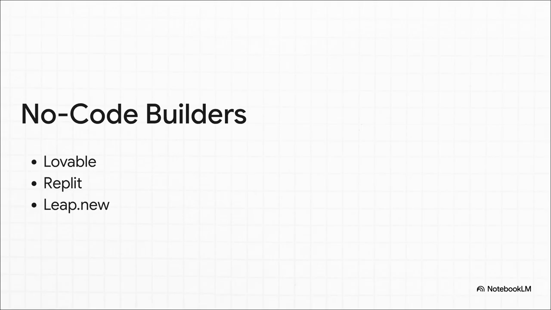Then there's a platform like Replit. This one is amazing because it lets you run code in the cloud without any complex setup, perfect for when you need more advanced features. And then you have something like Leap.new, which focuses specifically on putting AI models into your app. They all have different strengths for sure, but the main idea is the same. They give you the building blocks to bring your idea to life.